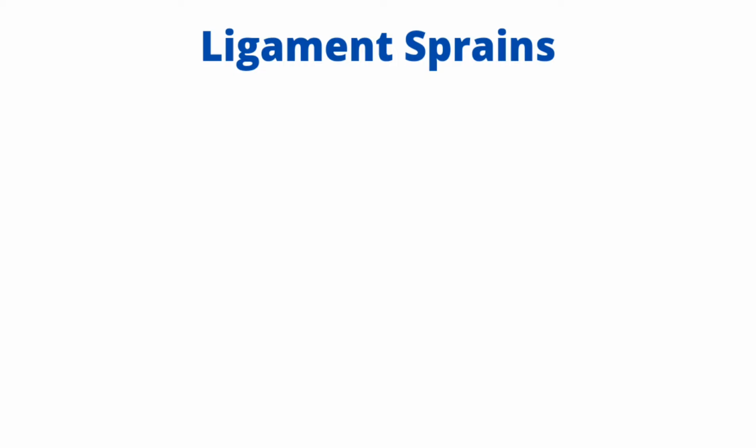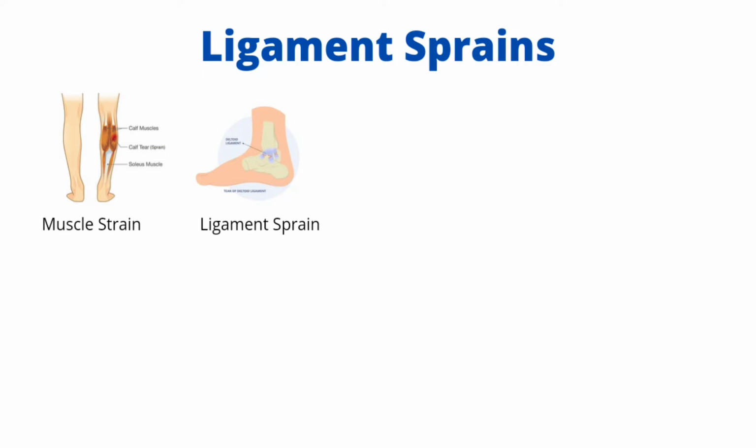In the previous video, we talked about what a muscle strain is. In this video, we're going to talk about ligament sprains. A sprain and a strain are both classified as tears. A strain is a tear in the muscle and a sprain is a tear of the ligament.